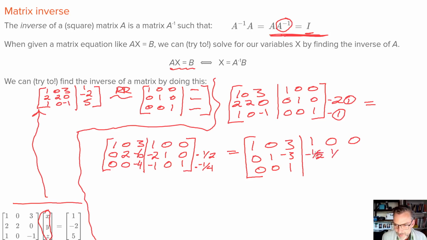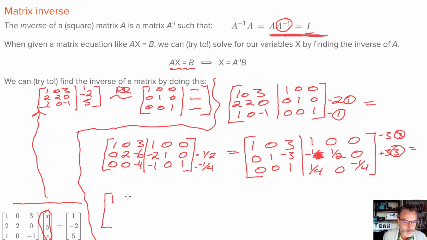Oops, made a mistake here. It can be very tedious to do all this arithmetic. Okay, we're pretty close to being done here. So I can add 3 times the third row to the second row and then subtract 3 times the third row from the first row. And then we get, sure enough, the identity matrix.